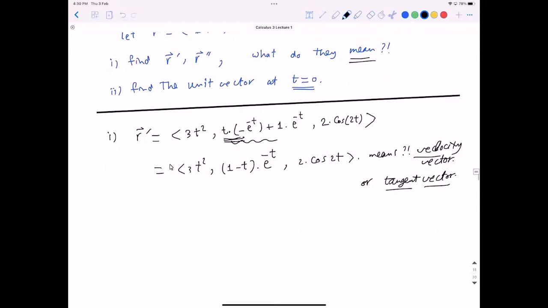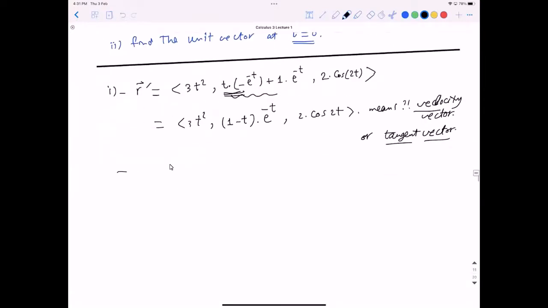Okay, second. R double prime, which is r prime prime, the derivative of the first derivative. Again, the same situation. This will be 6t, the power rule. Again, the product rule: 1 minus t, the first without derivative, times the derivative of the second, the exponential as it is, derivative of the exponent minus 1, plus the derivative of the first, which is minus 1, times the second without derivative.